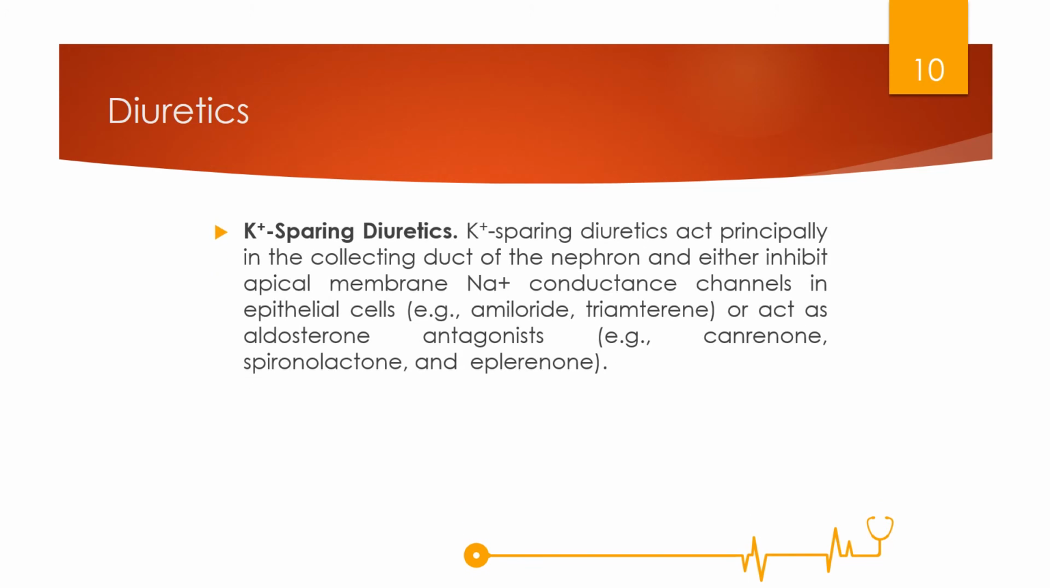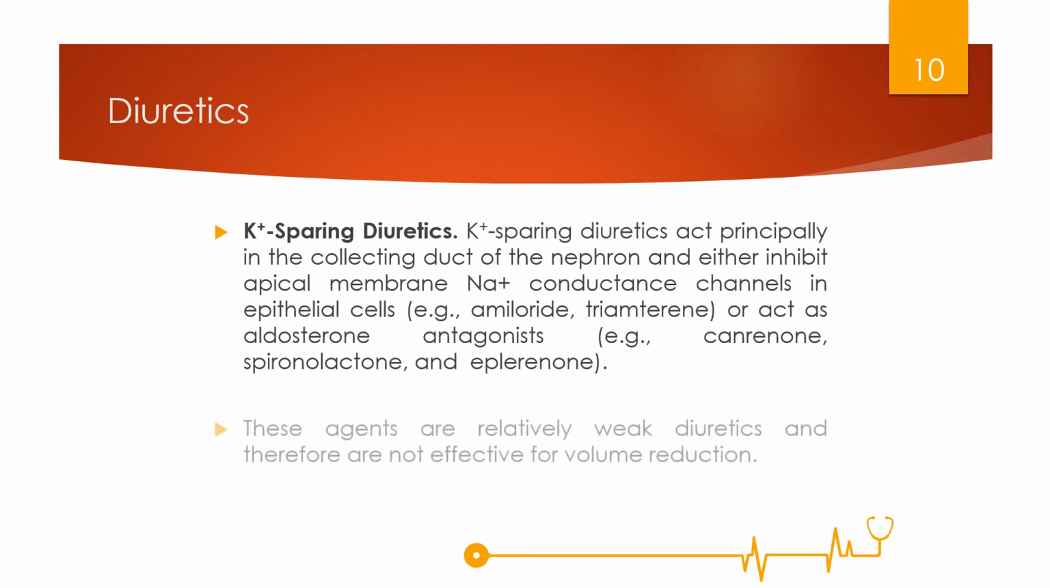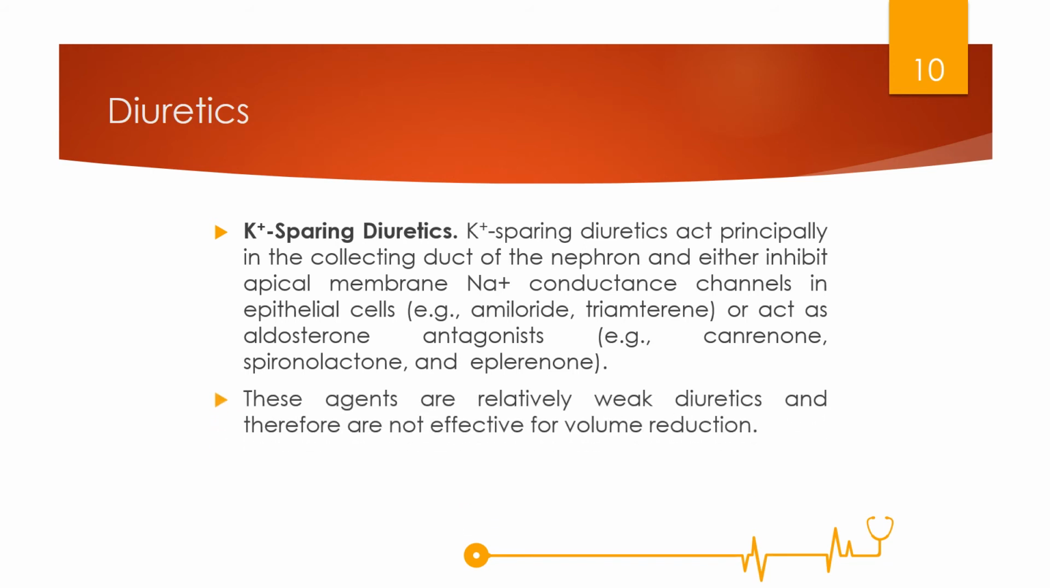Potassium sparing diuretics. The potassium sparing diuretics act principally in the collecting duct of the nephron and either inhibit apical membrane sodium conductance channels in the epithelial cells, for example amiloride and triamterene, or act as aldosterone antagonists, for example canrenone, spironolactone, and eplerenone. These agents are relatively weak diuretics and therefore are not effective for volume reduction.